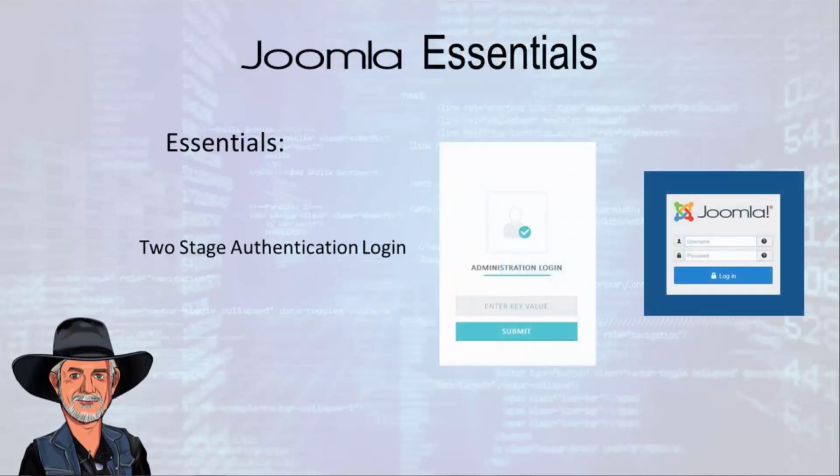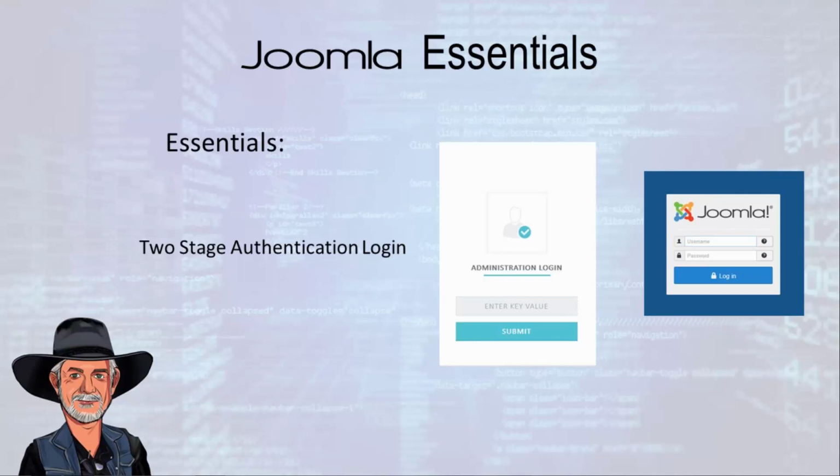The first essential is two-stage authentication. You'll see on your screen the Joomla login on the right. That's normally what you get to when you go to the URL plus administrator. I could pull up yourdomain.com, put a slash and write administrator, hit enter, and I would go straight to the back-end login for your Joomla account.